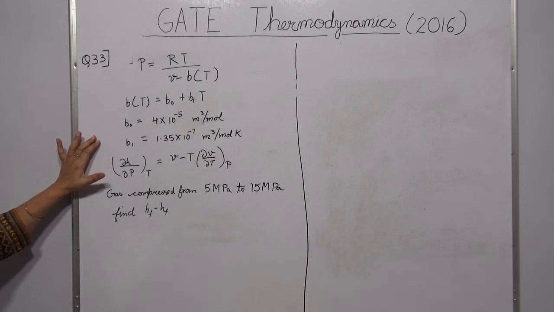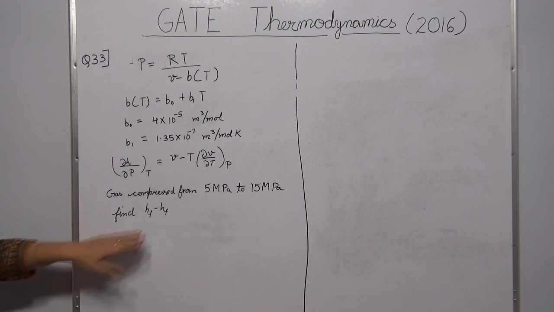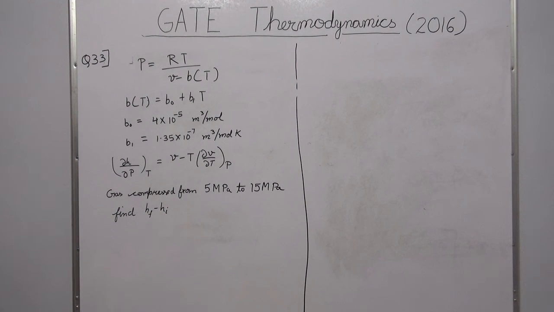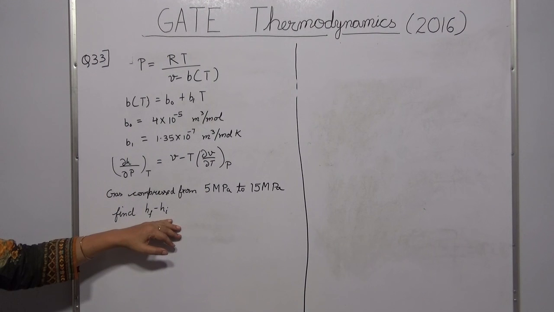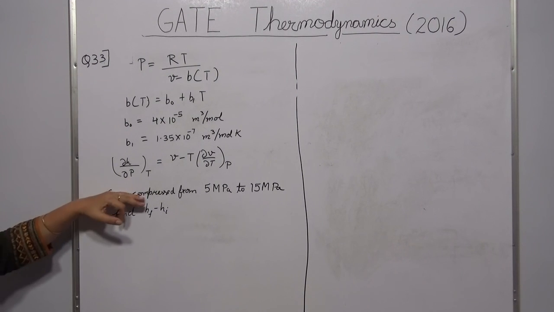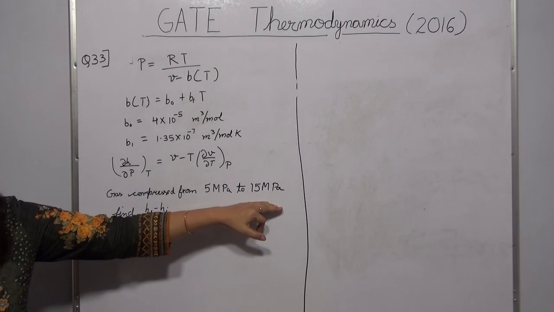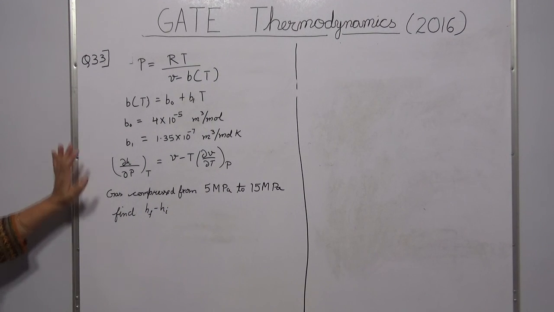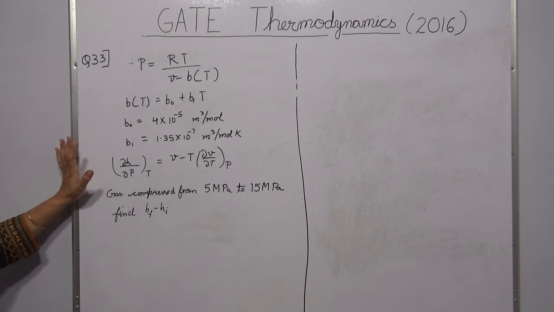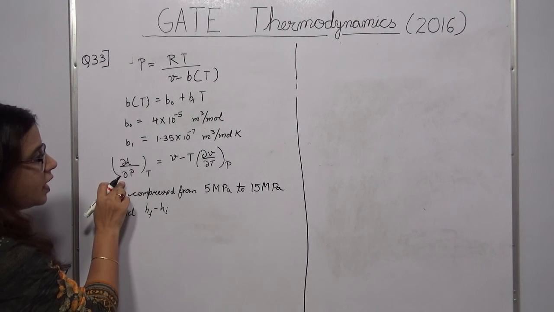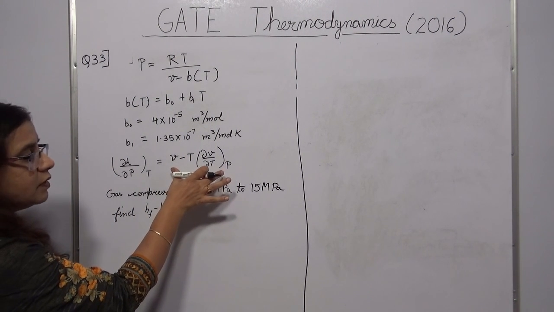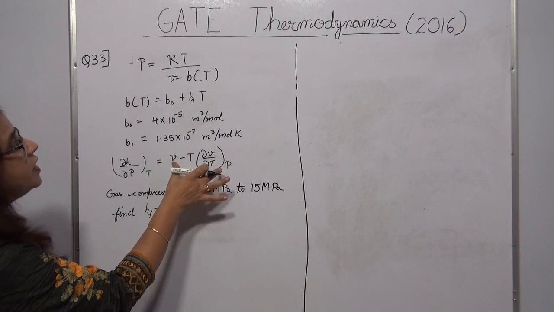Now they have asked you to calculate the difference in the final and initial molar enthalpies for this gas if it is compressed from 5 megapascal to 15 megapascal. The question is very straightforward. It does not require any knowledge of thermodynamics. It's just mathematical manipulation. In order to find the change in enthalpy, first of all we will have to evaluate the RHS in this equation. So let's do that.